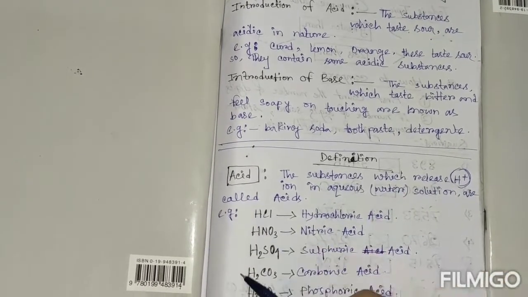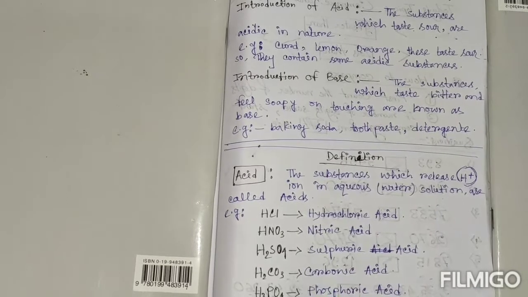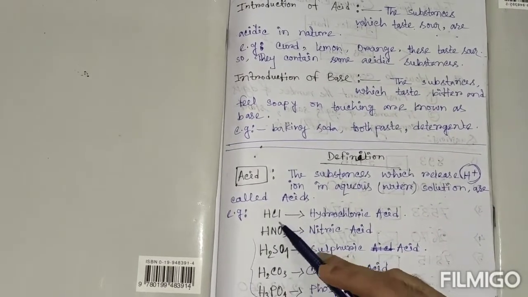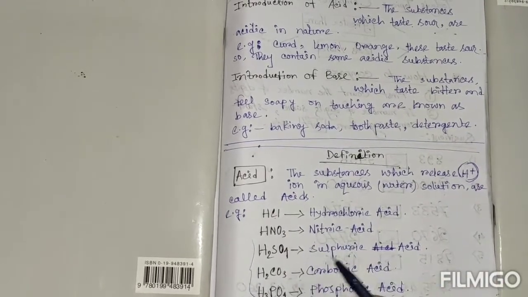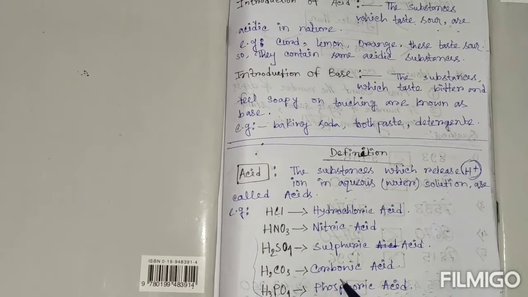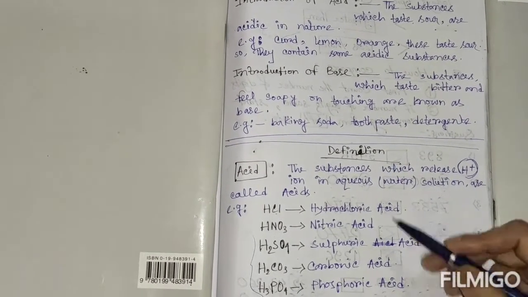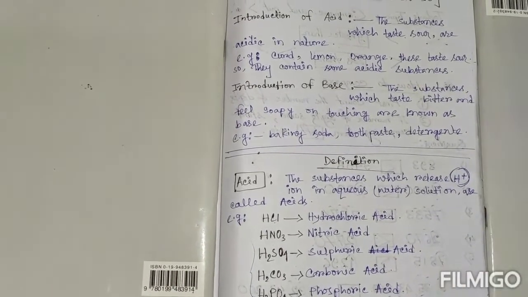Now you can see I have written some acids along with the name as well as the chemical formula. So this is very important. You have to remember HCl means hydrochloric acid, HNO3 nitric acid, H2SO4 sulfuric acid, H2CO3 carbonic acid, H3PO4 phosphoric acid. You need this chemical formula as well as names. Okay.